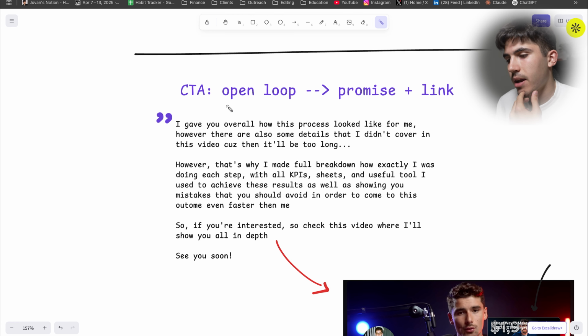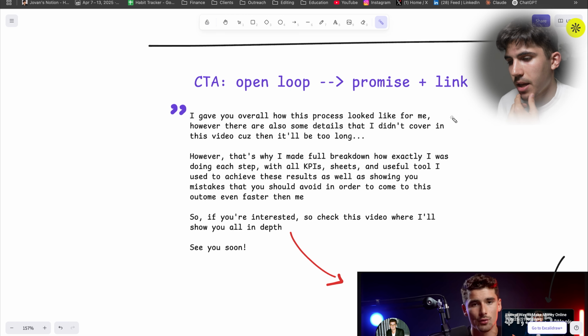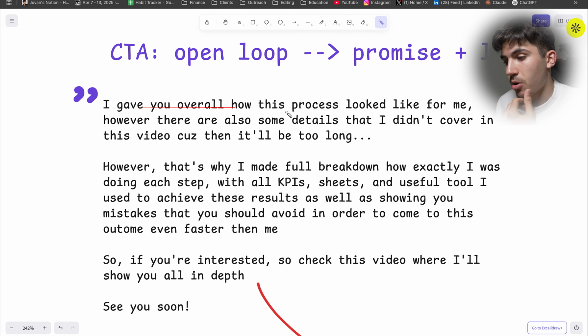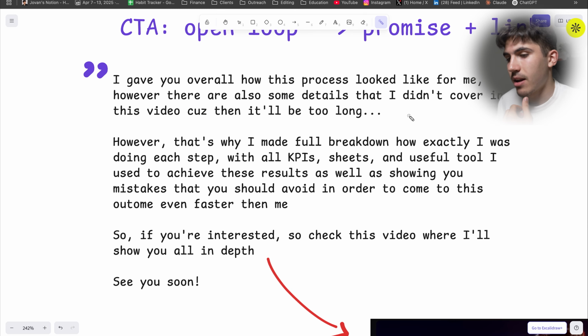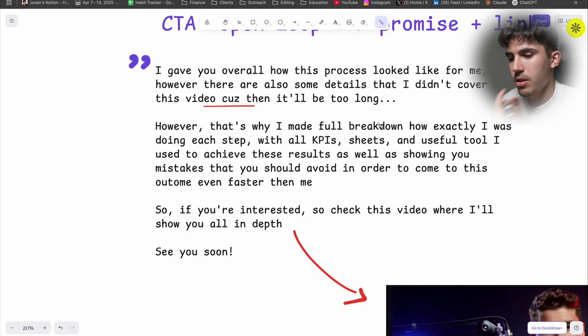Or we can say something like an open loop, meaning a promise plus a link. I gave you an overview of how this process looked for me. However, there are also some details that I didn't cover in this video because then it would be too long.